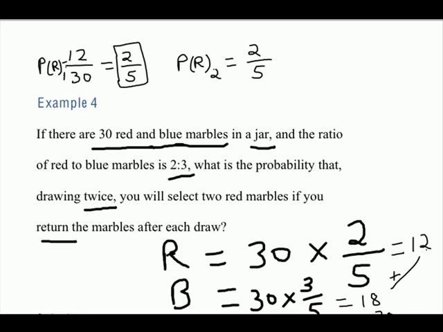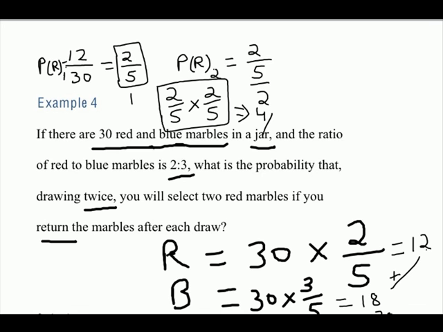So the probability we're looking for essentially is the first event and the second event. 2 by 5 multiplied by 2 by 5. Since the two events are independent, the probability is the probability of the first event happening, which is 2 by 5, multiplied by the probability of the second event happening. So this gives you 4 by 25, which is the answer.